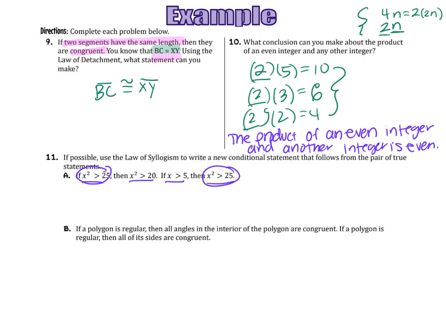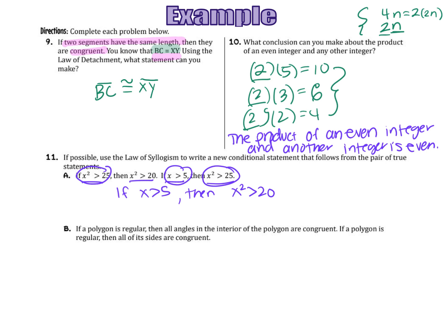So what we can do is rewrite the other statements. If x is greater than 5, then x squared is greater than 20. So we're just cutting out the overlap. Since the hypothesis of one statement is the conclusion of the other statement, the law of syllogism applies here.